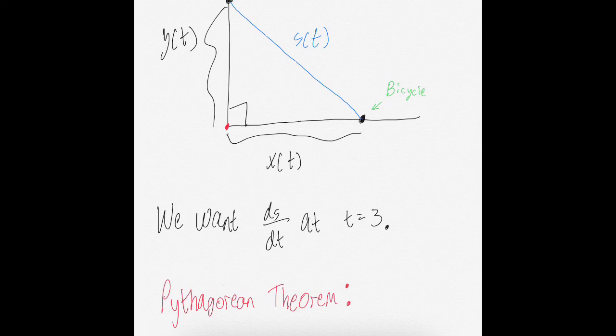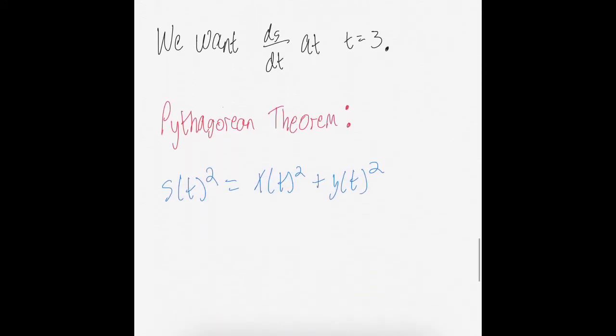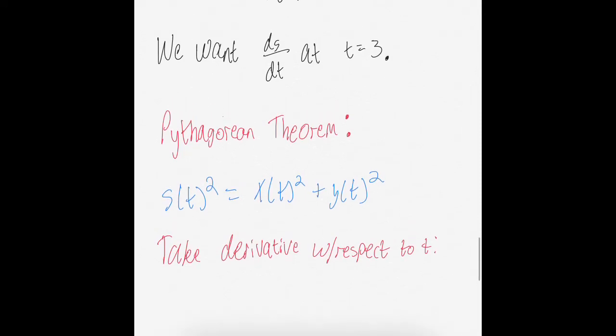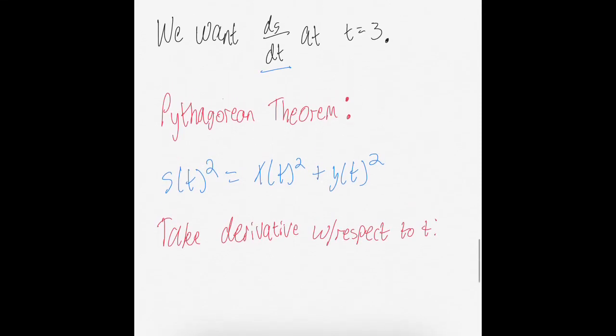Okay, so in any case, one thing he did do well was he could darn well compute the sides of right triangles, and so this theorem gives us that s of t squared, the hypotenuse squared, is the sum of the sides squared, right? s of t squared equals x of t squared plus y of t squared. So now we take the derivative with respect to t.